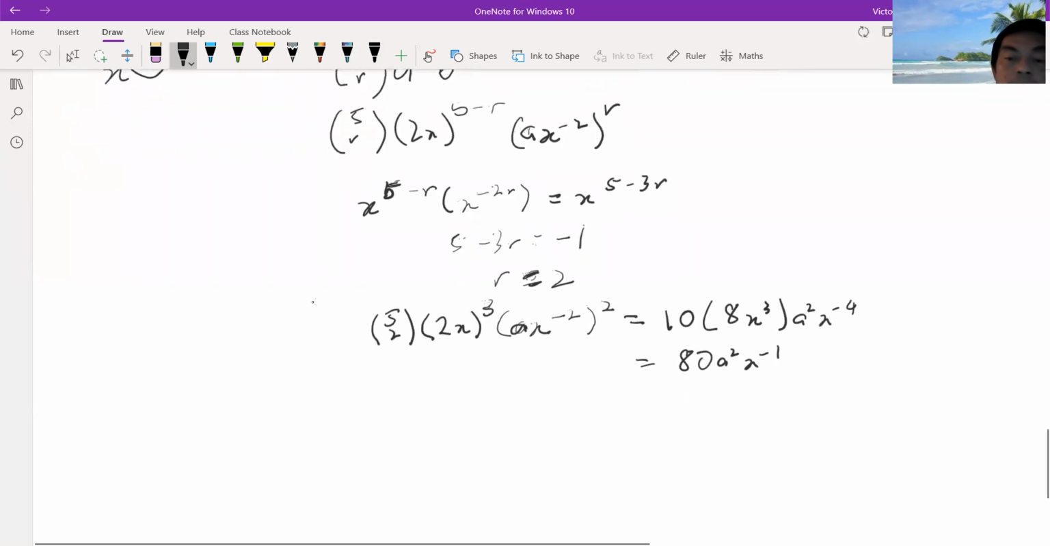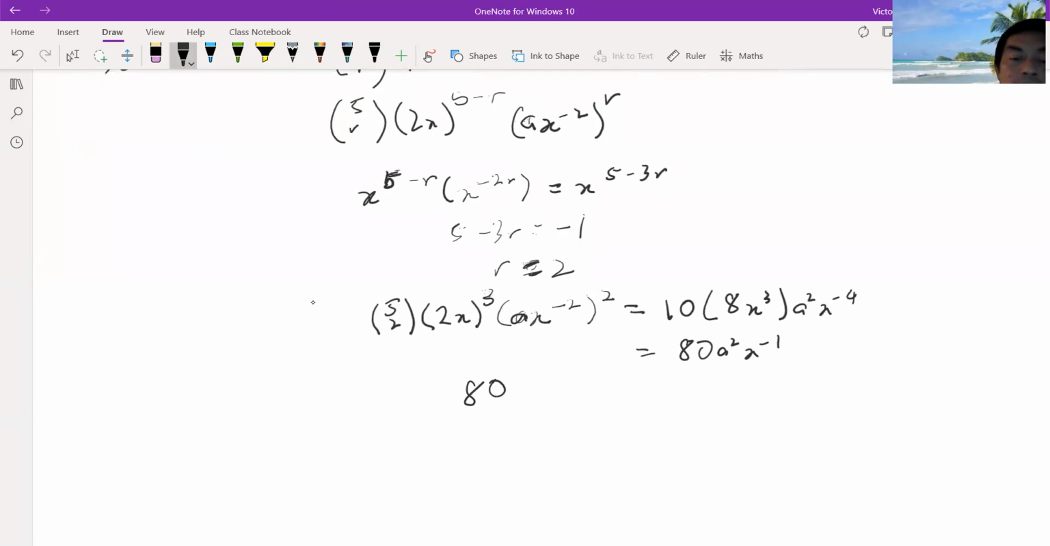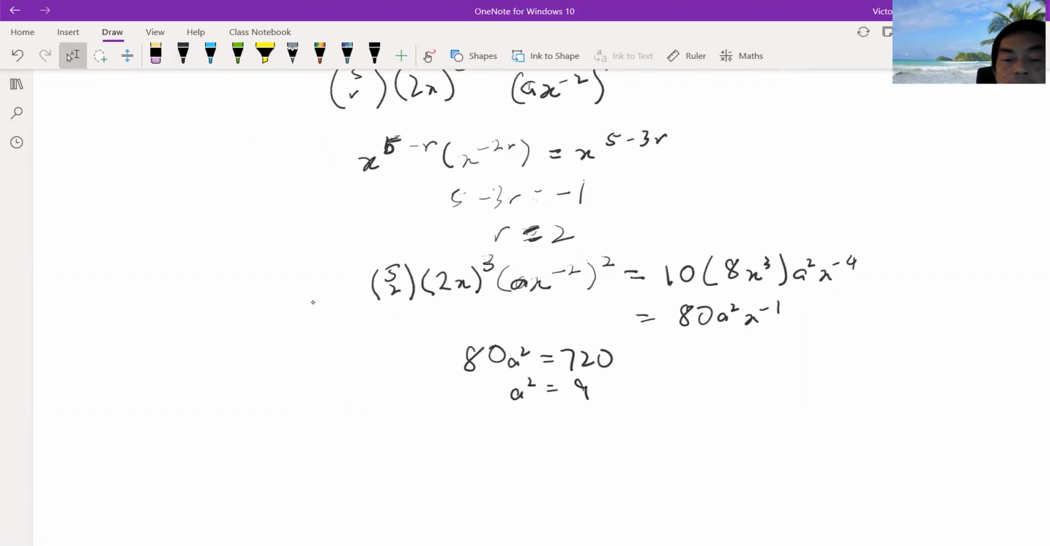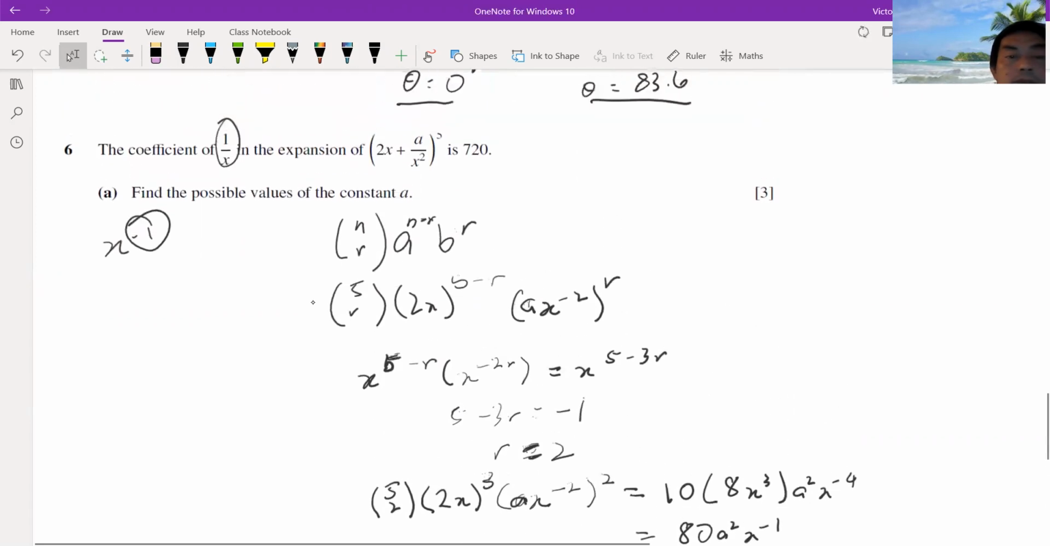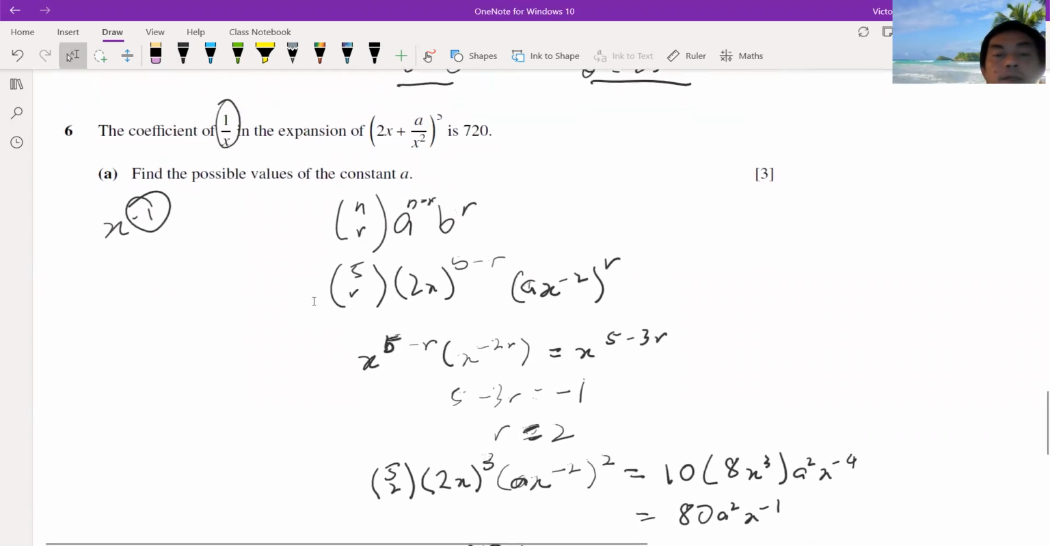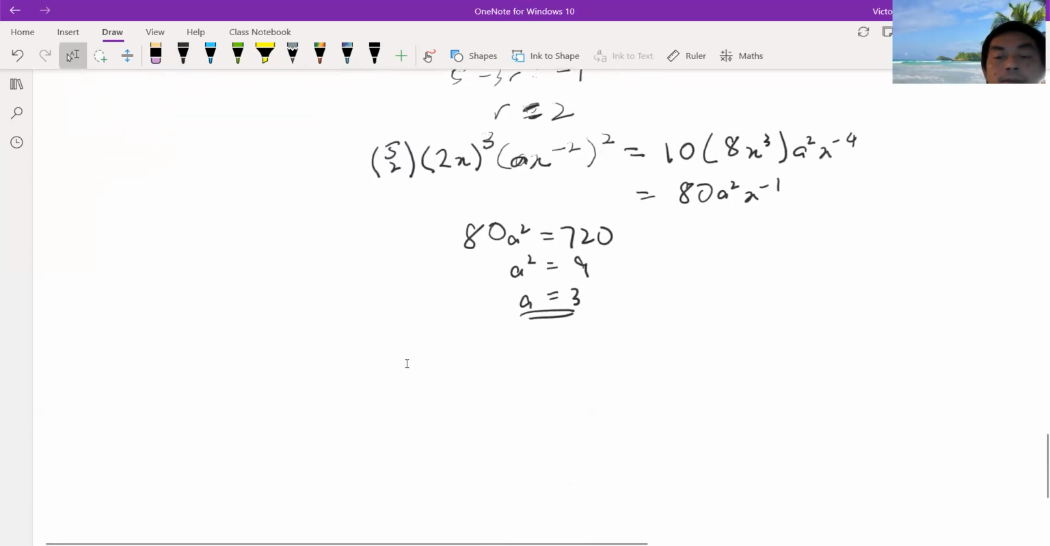And it's given that the coefficient is 720, so 80 a squared is 720. A squared is 9. So therefore a is 3. So this is the solution. Now remember, a must be a positive integer. Don't take the negative integer.